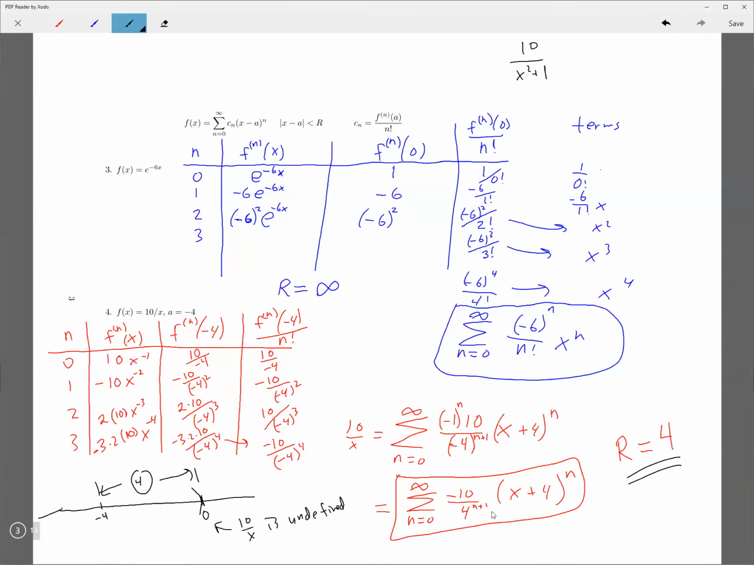Okay, or you can just look at this form right here and say, well, there's a 4 to the n plus 1, or you can just apply the ratio test. Okay. But here it's going to be 4.